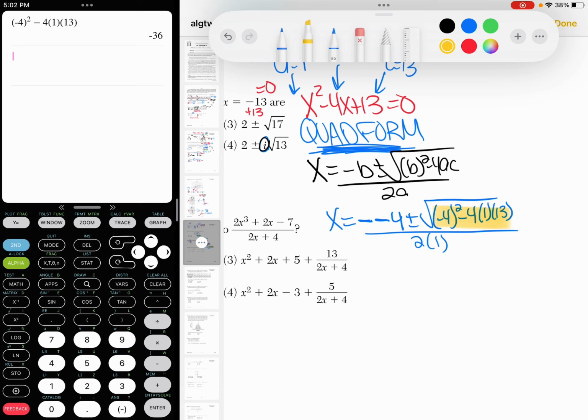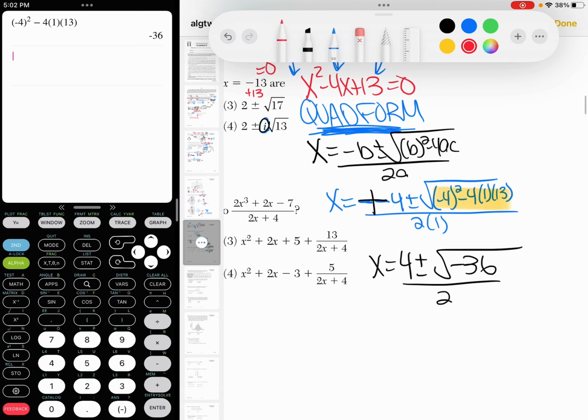And I get -36. So when I bring down the next step, when I bring this down, it's going to be x equals +4, because that negative becomes a positive, plus or minus the square root of, this is just going to turn into -36 over 2. Now, you cannot divide yet, because I haven't finished simplifying this yet.